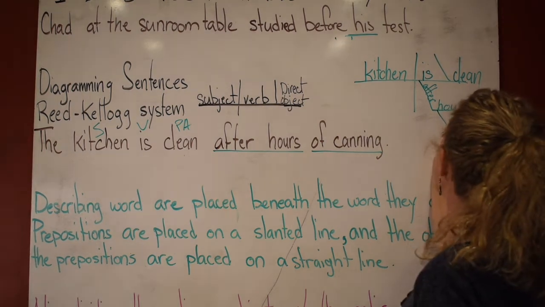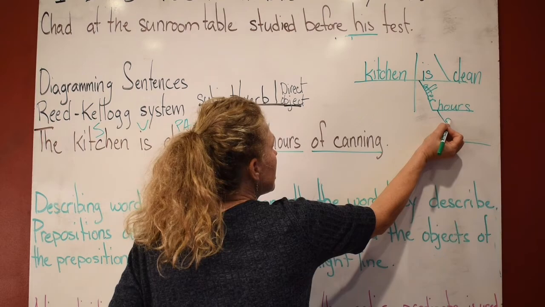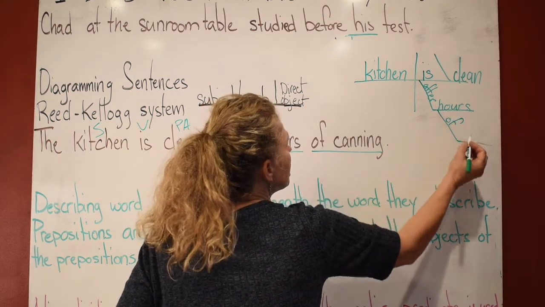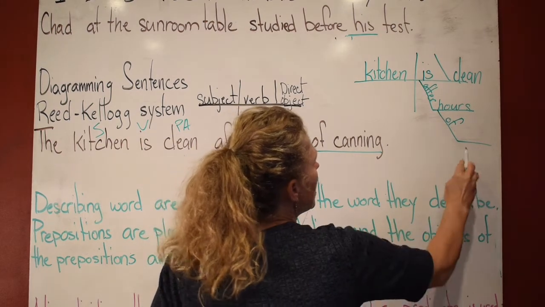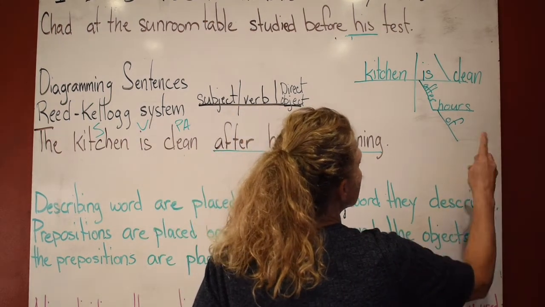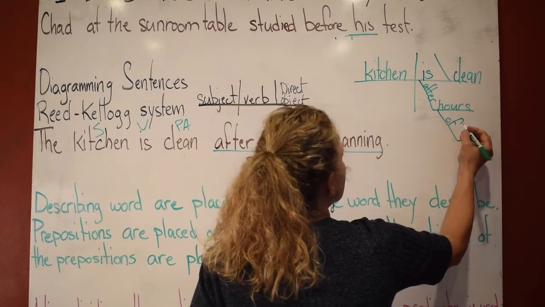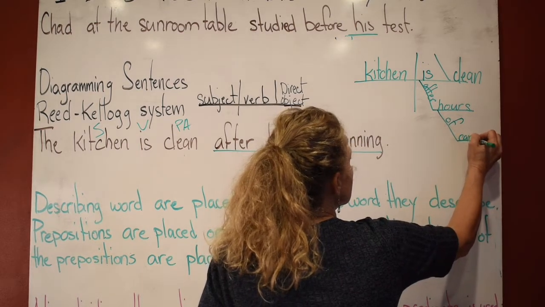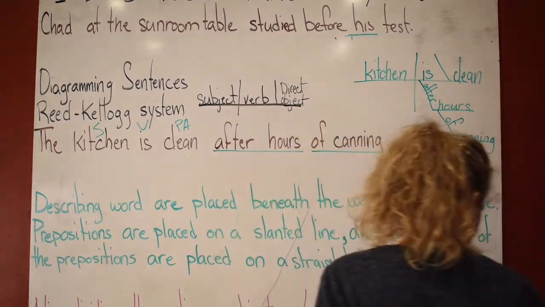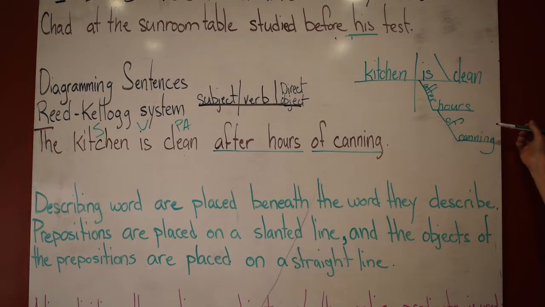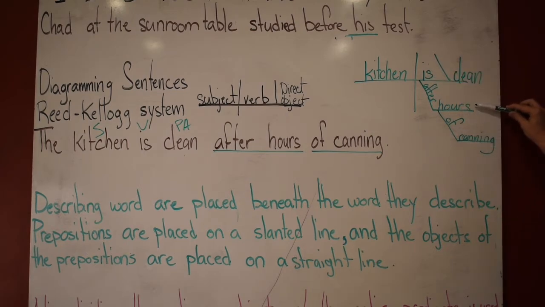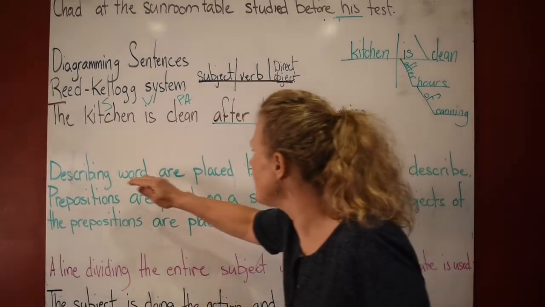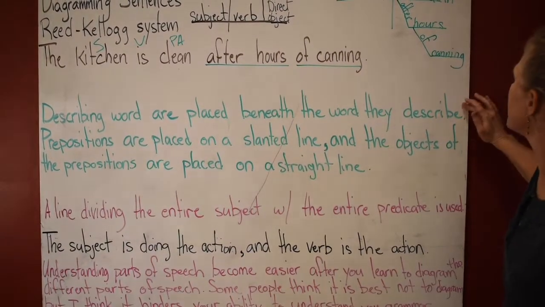And so we're going to put of right here. Whoops, that's an F. And then canning. This is the object of the preposition. It goes on the straight line. It doesn't look super straight. Canning. So see how this works? This right here is an adverb phrase describing this verb. This right here is an adjective phrase describing this noun. So describing words are placed beneath the word they describe.